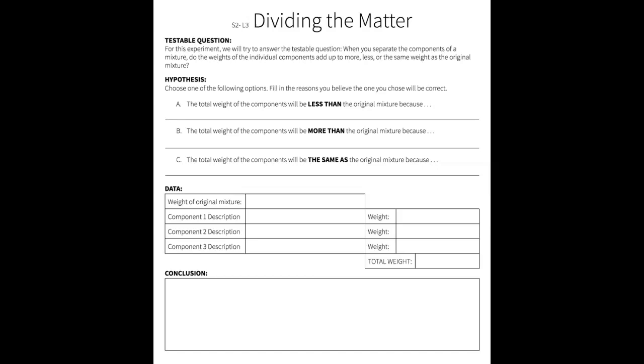As a class, collect the data for this experiment. First, take the weight of the original mixture. Then separate the mixture into at least 3 components. Have students describe the components and put the weight of the individual components. At the end, students should add up the different weights of the components to see how that compares to the weight of the original mixture. They should then write their conclusion to the testable question. Students should use evidence from their data to support their conclusion.